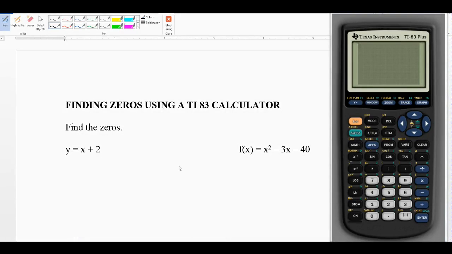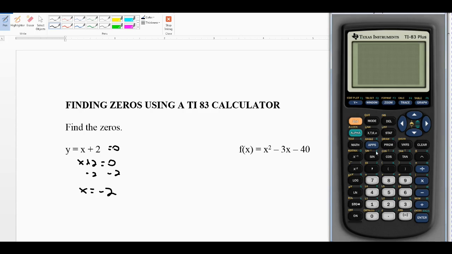Finding zeros using the TI-83 calculator. TI-84 is pretty similar. Now there's ways of doing this by hand. Hopefully I've made videos available to you either in this video or somewhere else where you can see those. But if not, what would I do? Finding zeros is the same thing as saying set these equal to 0 and solve. So if I set this equal to 0 and solve, I'm just solving x plus 2 equals 0. Subtract 2 from both sides, you get x equals -2.